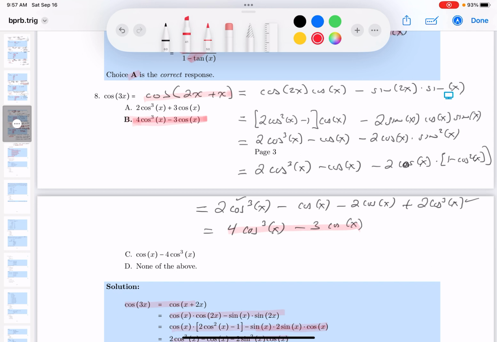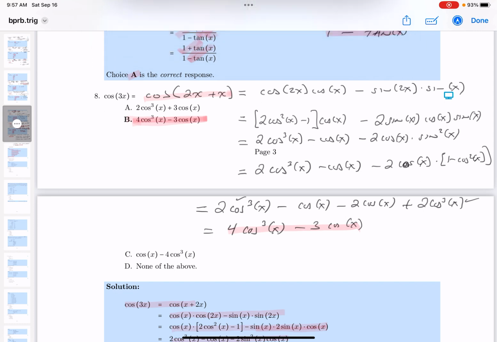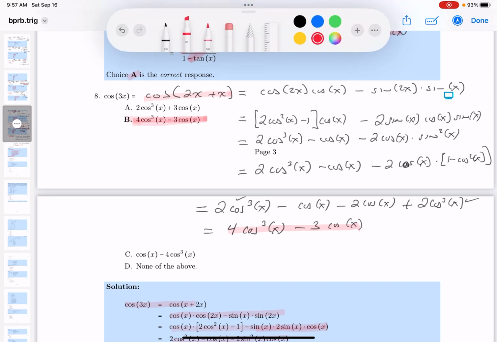And what am I doing over here? Some people say, oh, you're looking at the key, not the key, but you're looking at the choices. Yeah, I did. Were the choices involved? They all involve cosines. So my goal over here was to write this in terms of cosines, and we were able to do that and then match our answer in the key.